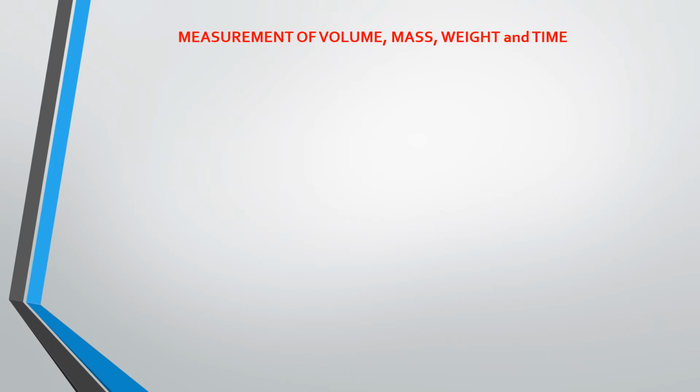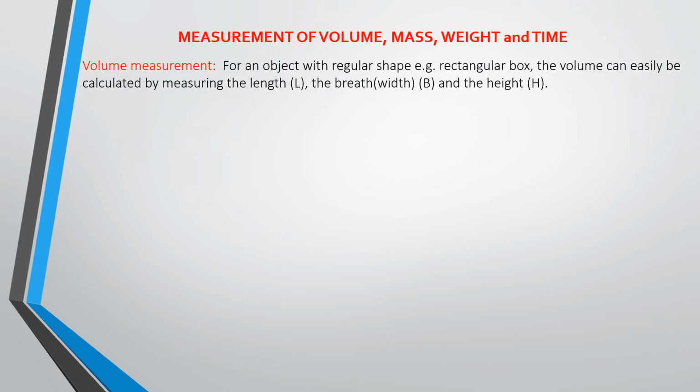For this class, we are going to look at measurement of volume, mass, weight, and time. So how do you measure the volume of objects? For the volume of a regular shape, like a rectangular box, the volume is given by the length times the breadth times the height.